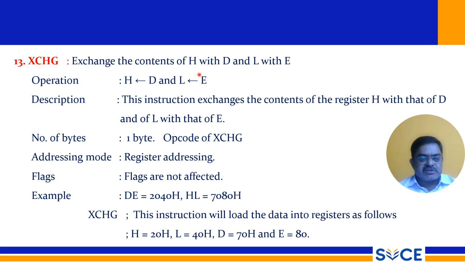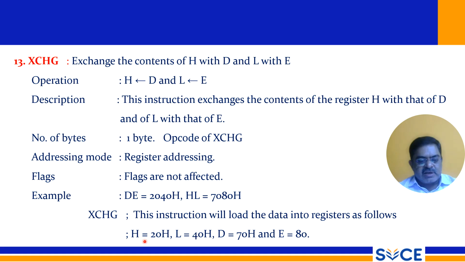Exchange the contents of H with D and L with E. There is no register specified here, but that is the meaning of XCHG. It always exchanges the contents of H with D and L with E. So D contents are exchanged with H, E contents exchanged with L. Now it is accessing register to register only, so it is register addressing mode.